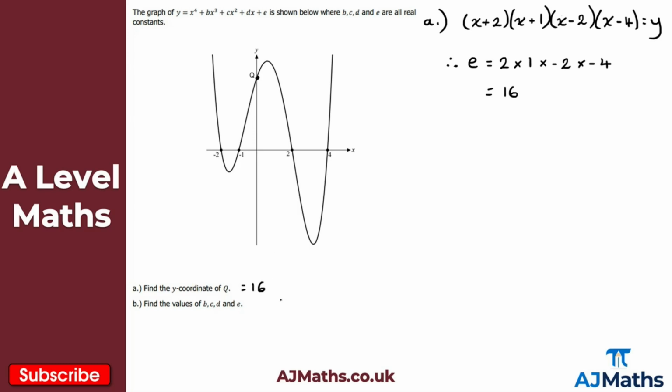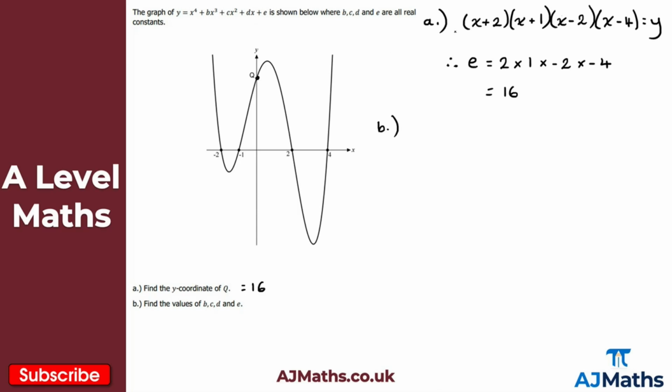So that's part A. Now we need part B. This is where there is a lot of work. We want to find the values of b, c, d, and e. Now, if we think about our factorized form here, if we expanded all of this, then we get this form here.